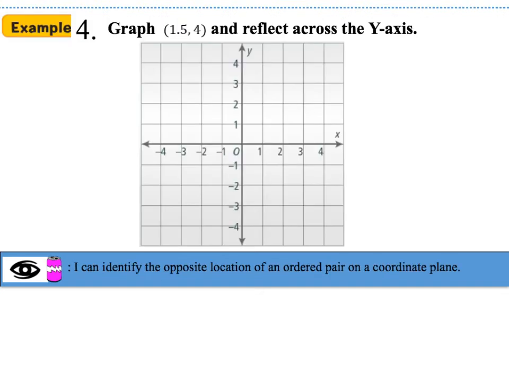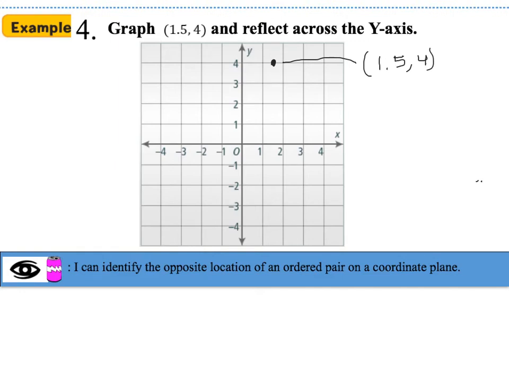So example 4 is asking us to graph the ordered pair 1.5, comma, 4, and then reflect across the y-axis. So let's go ahead and graph first. I'm going to start at 0, 0 on my x-axis, and go over to 1.5. So here's 1.5 right here. Now I'm going to climb up to 4. So my point should go right here. Now remember, the ordered pair for that was 1.5, comma, 4.